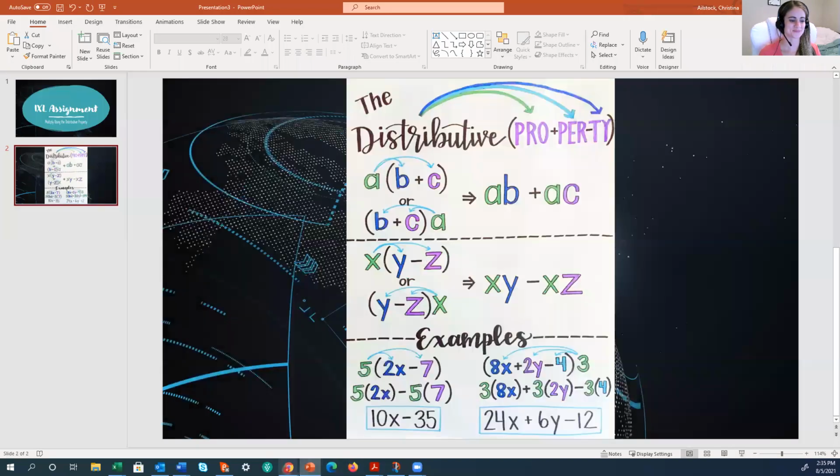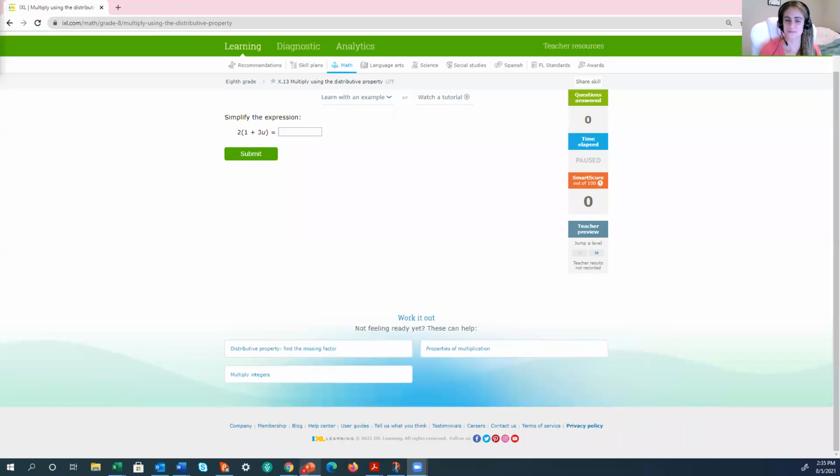So we'll switch on over to IXL. Okay, here we are. Here's the IXL assignment: multiply using the distributive property, and that shortcut code is U7T. We are asked to simplify this expression, 2 times the quantity of 1 plus 3u.